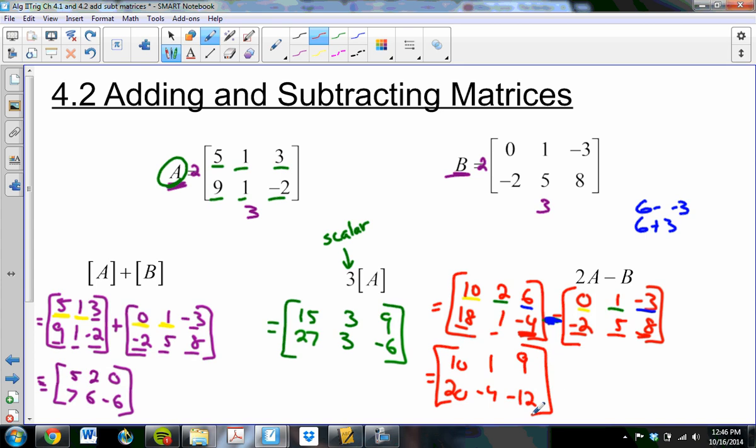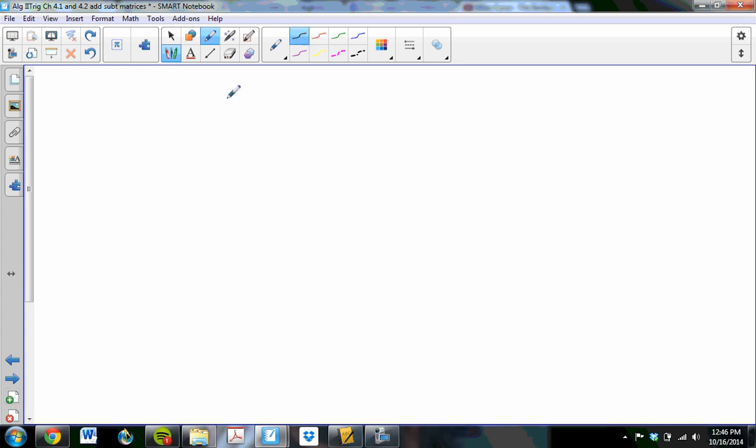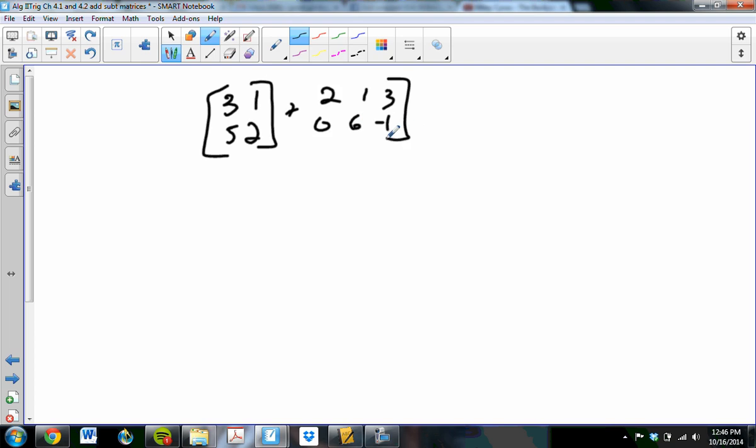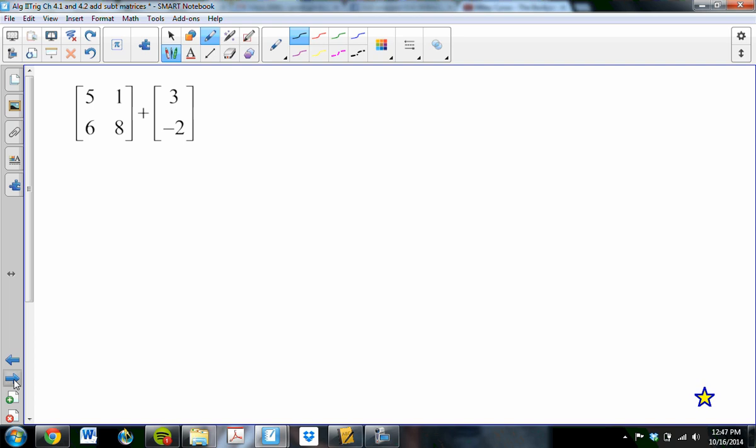If your matrices don't have the same dimension, you can't add them up. That's a 2 by 2, that's a 2 by 3. This just cannot be done. You cannot add matrices that don't have the same dimension. That's what I was saying right here. I've already gone over that.